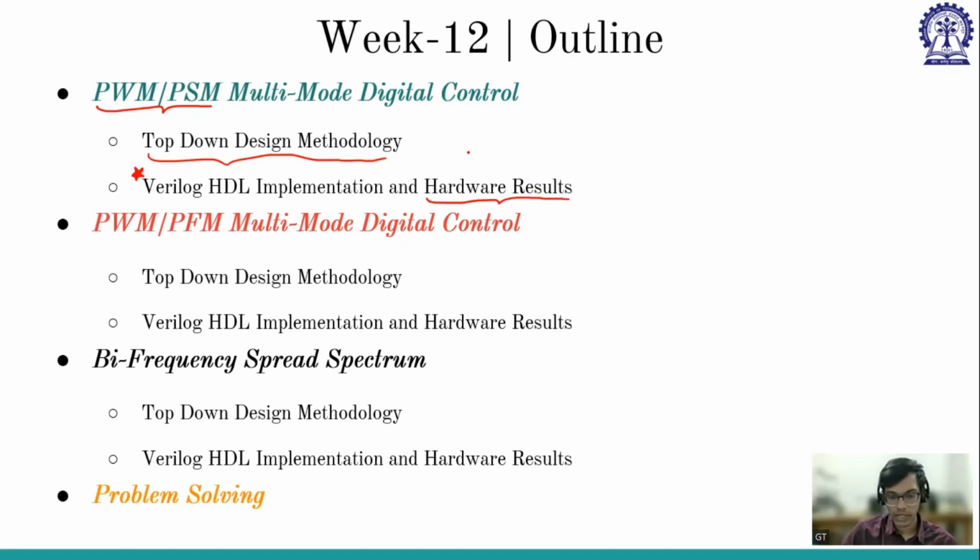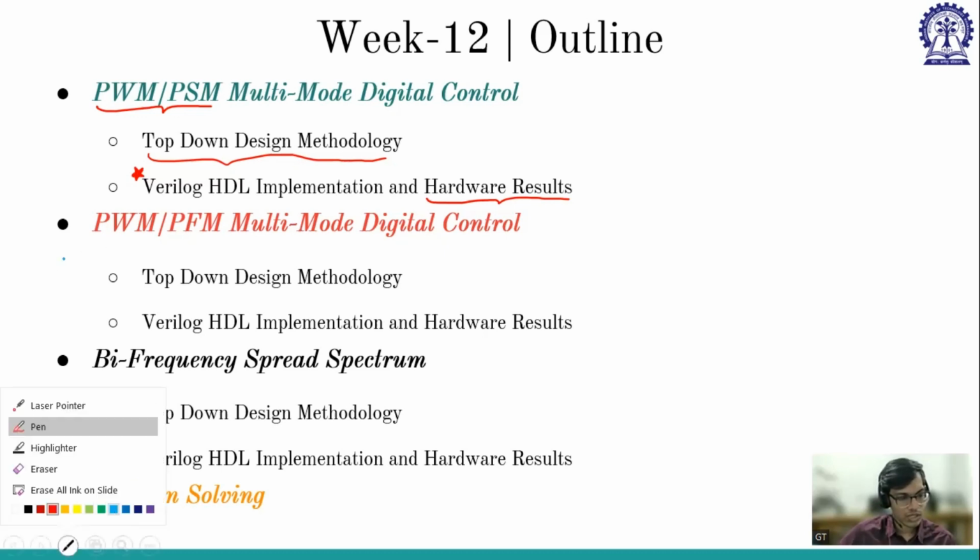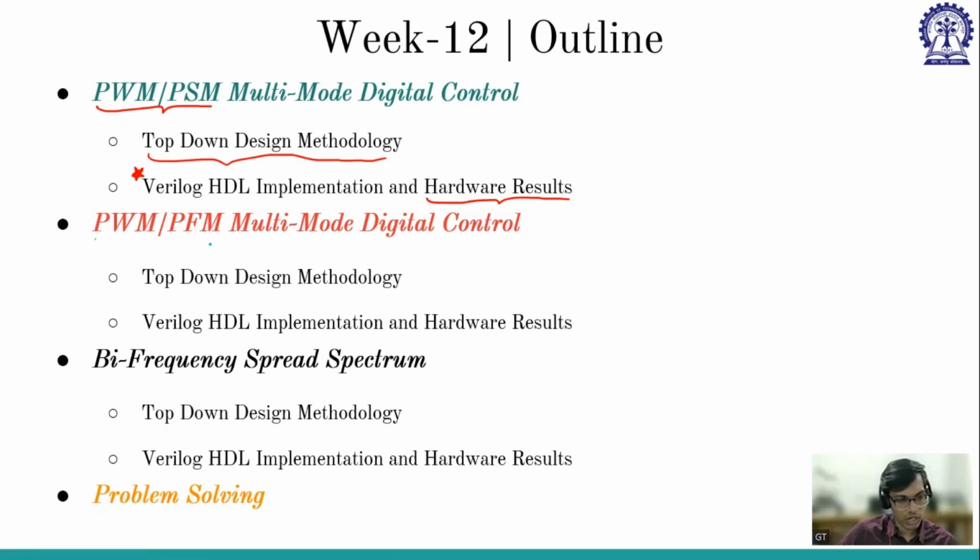We'll see how the mode changes from PSM to PWM when there is a load transient, and how it affects the voltage undershoot, as well as some different case studies we can check. And then we'll check the PWM PFM. This is another multimode digital control that is widely used in many products, which sir has also shown in lecture 118. Some commercial products are shown, along with the control architectures they are using.